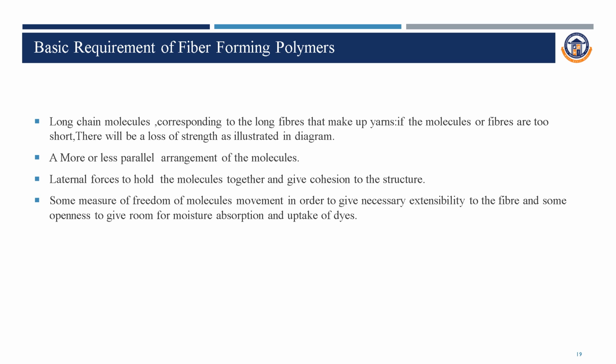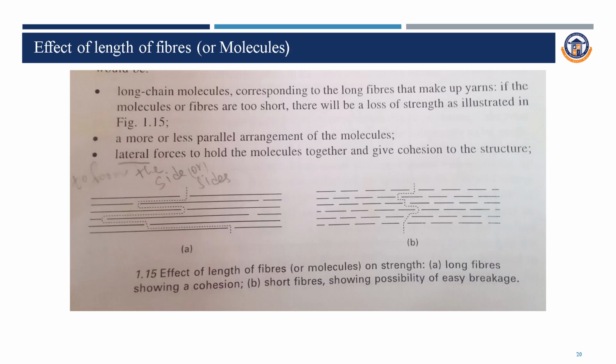Next, we see the basic requirements for fiber forming polymers. A more parallel or less parallel arrangement of molecules, lateral forces to hold the molecules together and give cohesion to the structure, and long chain molecules corresponding to the long fibers that make up yarn. If the molecules or fibers are too short, there will be a loss of strength, as illustrated in the diagram. Some measure of freedom of molecular movement in order to give necessary extensibility to the fiber, and some openness to give room for moisture absorption and uptake of dyes. Next, we see the images of the requirements for fiber forming polymers.